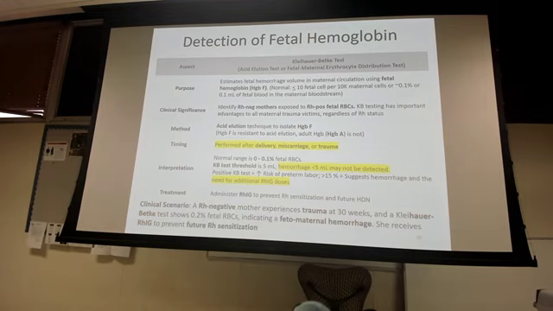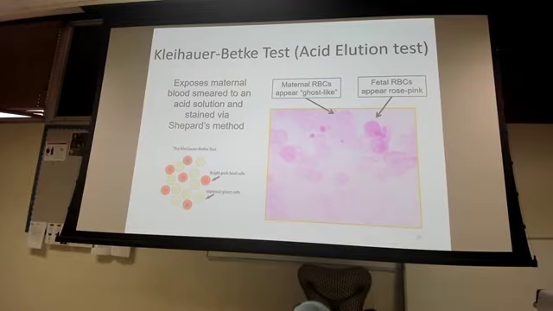Okay, so detection of fetal hemoglobin. That's that test again, the acid elution test. It just talks about the purpose, the significance, the method. This is nice and all, but I already told you about some testing myself. You want to highlight it's good. And this is just what it looks like under the microscope.